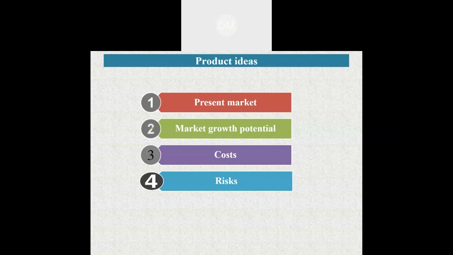Then cost. So cost of production factors and distribution must permit an acceptable profit when the product is priced competitively. So the competitive rating process should consider a factor.